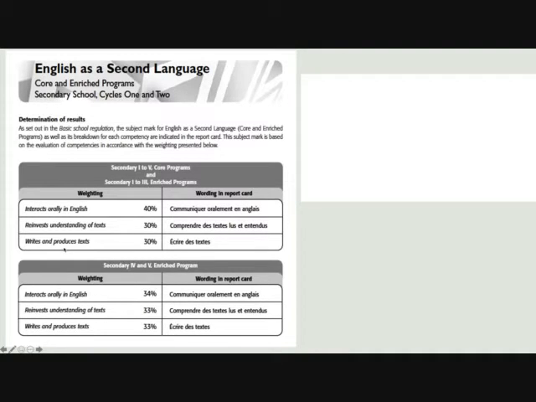In secondary 4 and 5 enriched, the competencies are much more evenly weighted. Still a very slight emphasis on C1, but because they're already able to communicate pretty well in English, we're really focusing on all 3 competencies equally.